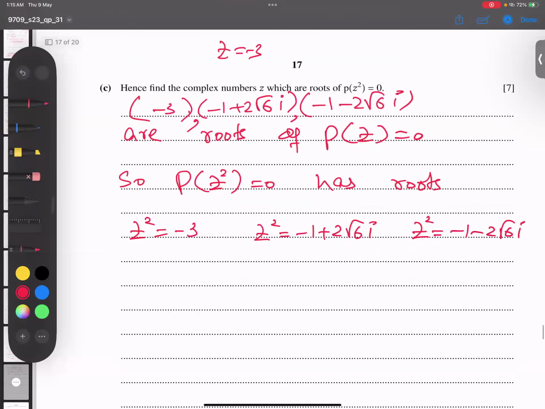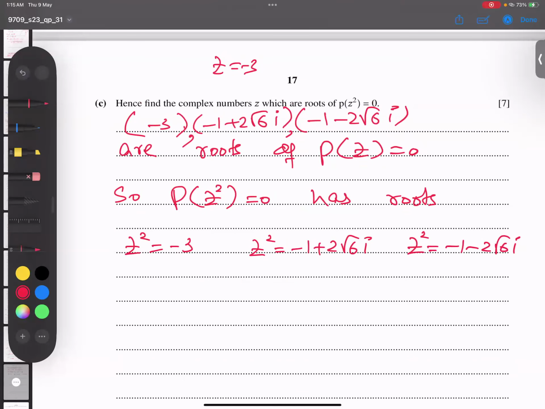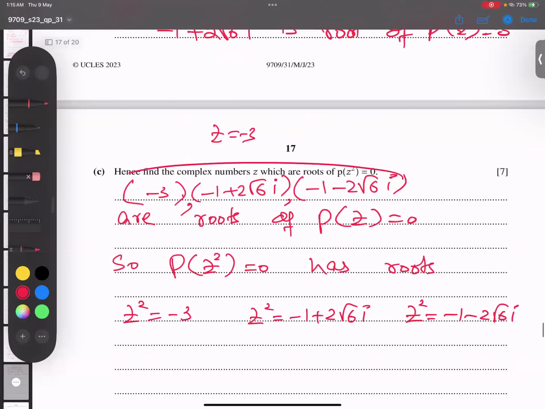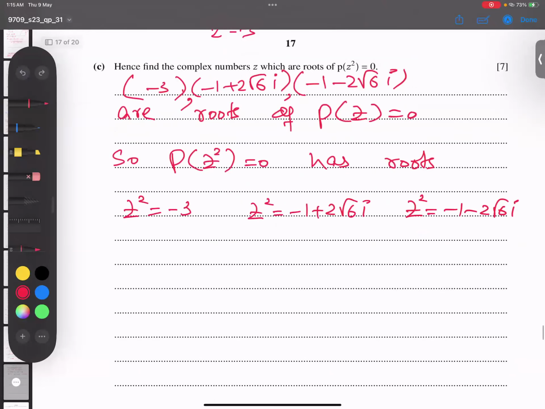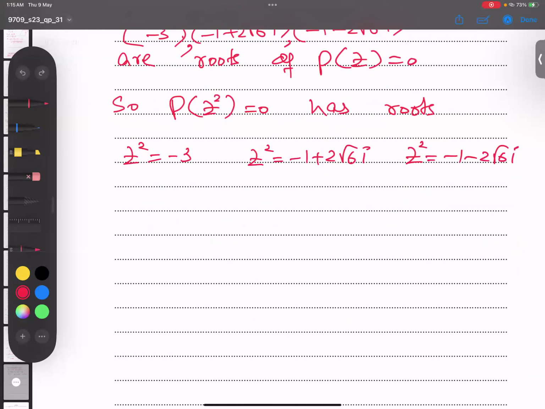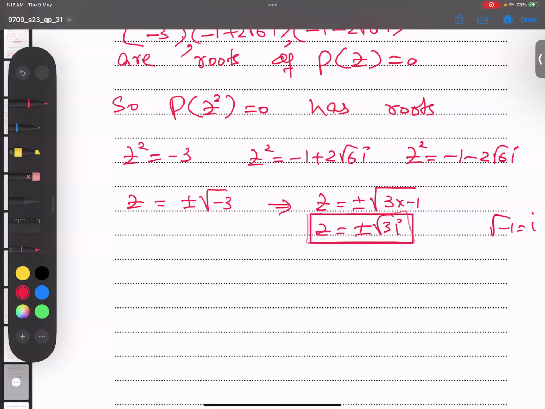Now, students, I have to find the answers. So this equation has three roots. Now we get 6 answers. Take the root of both sides. I get plus and minus root of -3. And finally, I can see here plus and minus root 3, and inside 3 we have -1 as well. Or I can say plus and minus root 3 iota, because you know the root of -1 is iota. So we got two answers from here, students.